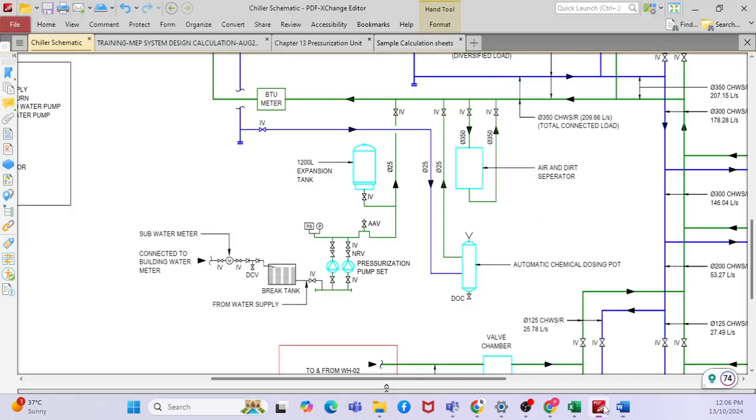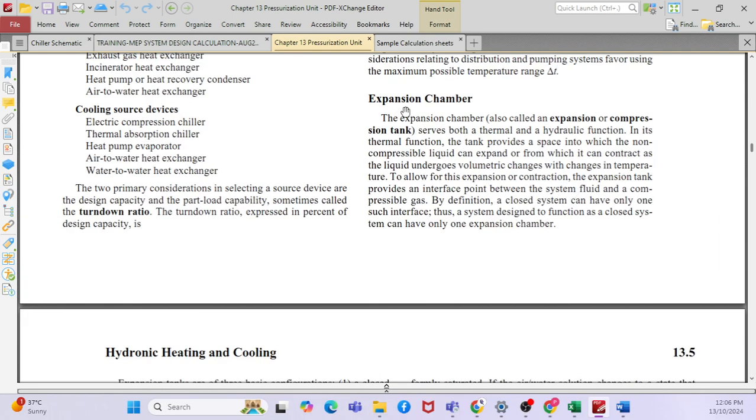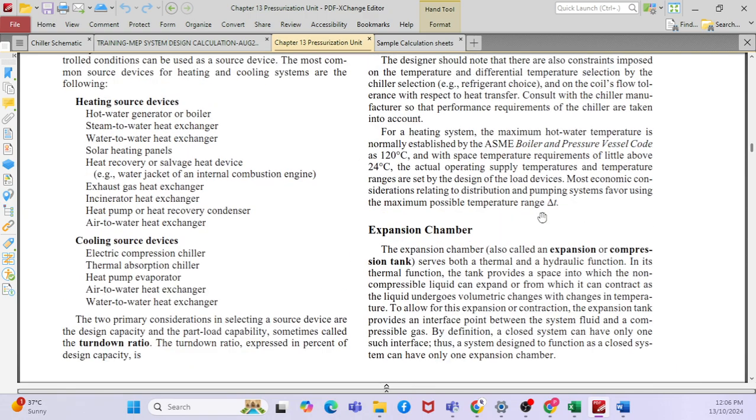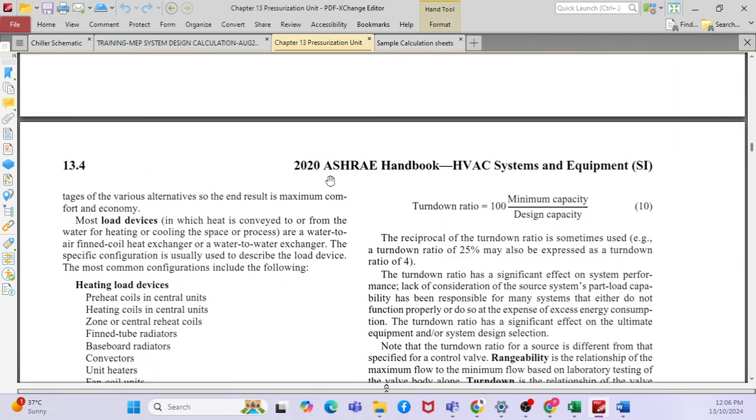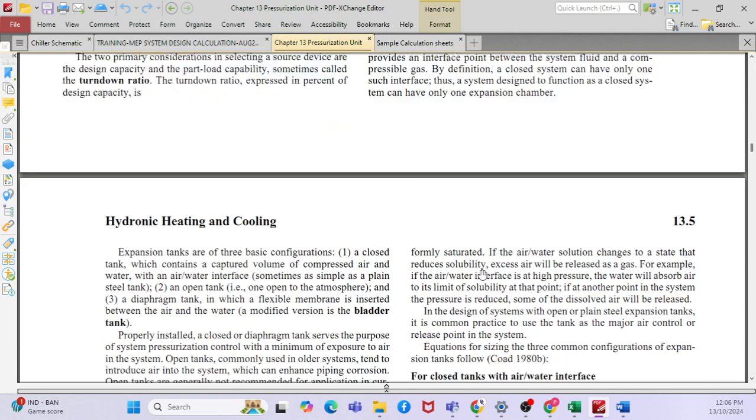This is as per chapter 13 of the ASHRAE guideline. If you go to expansion chamber, this is the 2020 ASHRAE Handbook, HVAC Systems and Equipment. In this you will find chapter 13, expansion chamber. The expansion chamber serves both thermal and hydraulic functions. Whenever there is a reduction or increase in pressure, your pressurization unit can satisfy the required pressure by doing expansion and contraction. Clear, right?